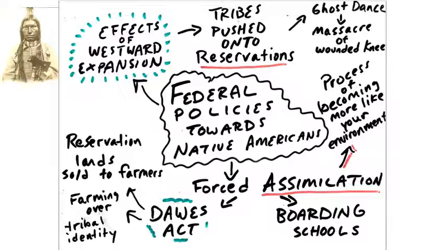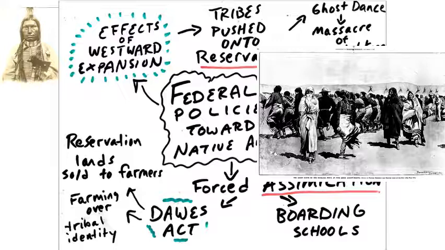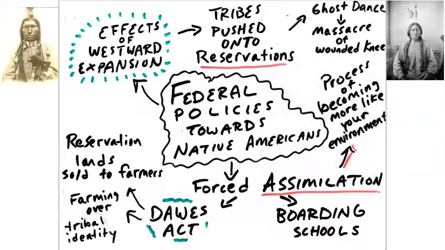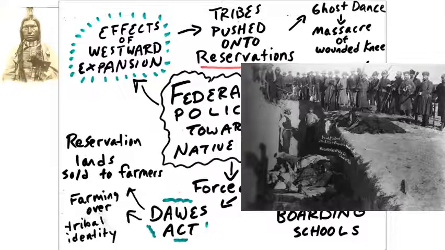And as they're forced onto these reservations, many tribes get desperate, like the Lakota Sioux. They start performing a ghost dance, hoping that their ancestors would come back to help them remove the American settlers from their land. And the federal government doesn't particularly care for that. Sitting Bull, a famous leader of the Sioux, is killed by reservation police in a conflict. And upon his death, a lot of the Sioux leave their reservation and are massacred at Wounded Knee by the federal army.